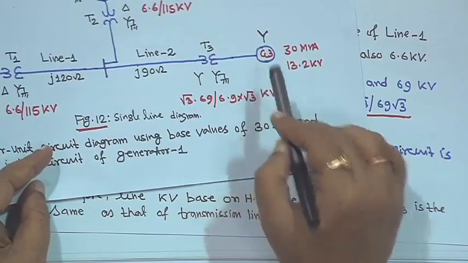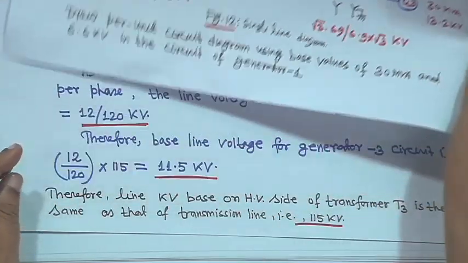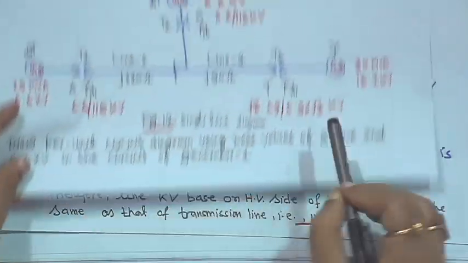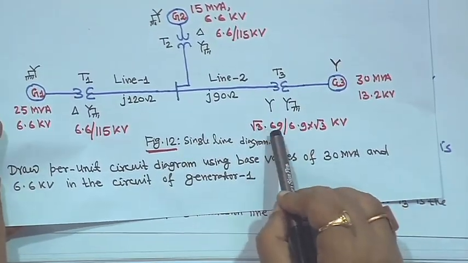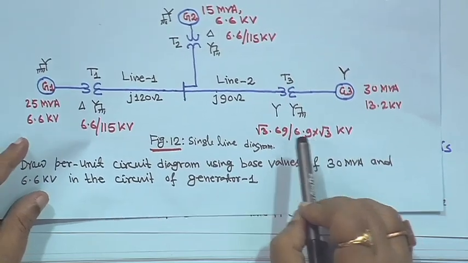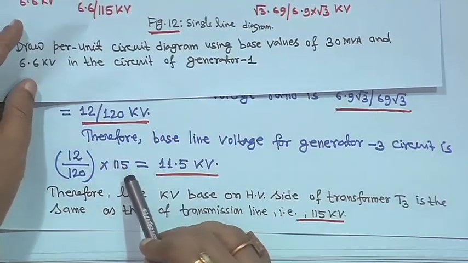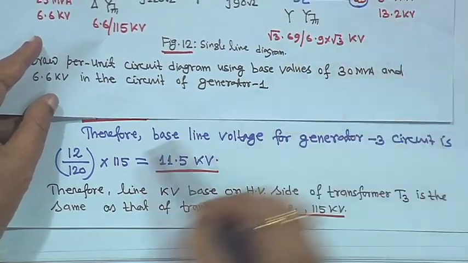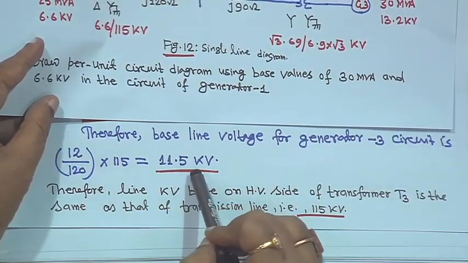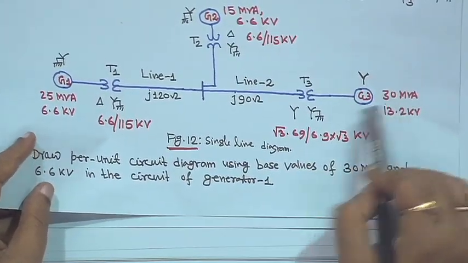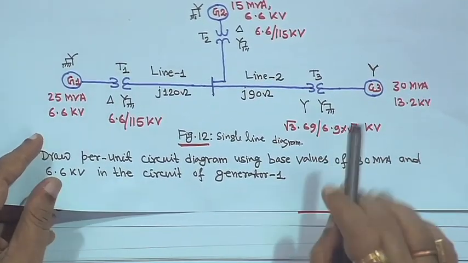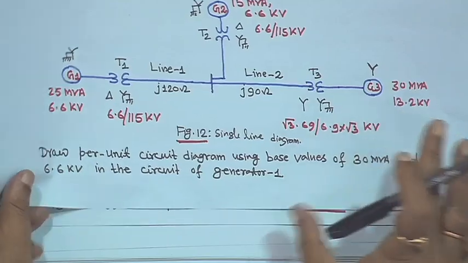So the base line voltage for the generator 3 circuit is derived from the transformer ratio of 12 by 120, but your base voltage on the line side is 115 kV. Therefore, this side voltage will be 12 by 120 into 115, so 11.5 kV. That is this side base voltage. This way you have to transform and make things correctly. I hope you have understood this.